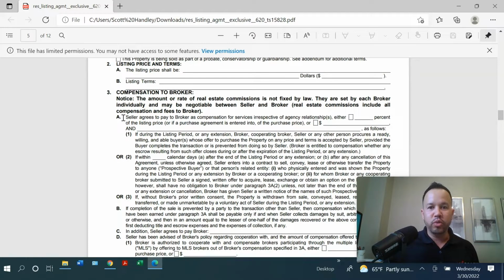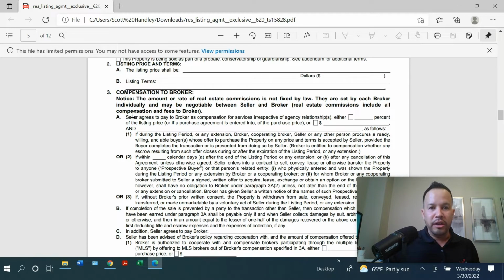3A, this is where you're going to put the percentage of what it is. If it's a 6% commission, or a 5% commission being split 2.5, we'll get into that a little bit further. Anything less than 5%, you have to get company permission here at Western Pioneer Properties to discount that.